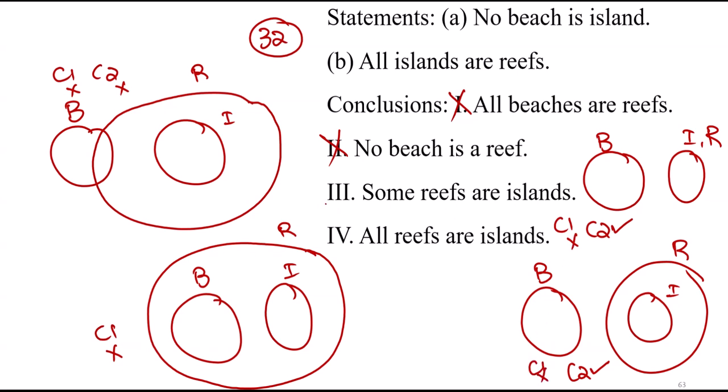Some reefs are islands, for sure correct everywhere. All reefs are islands is only correct in this diagram. But what is true in every diagram is the third one. You can check it out. So the conclusion which is true in all diagrams, only three follows. Some people may think, why not either one or two? No, here there is a diagram where both failed, first one and second one, in one diagram. Either-or will not come. That's not possible.